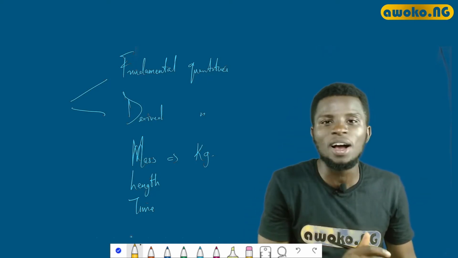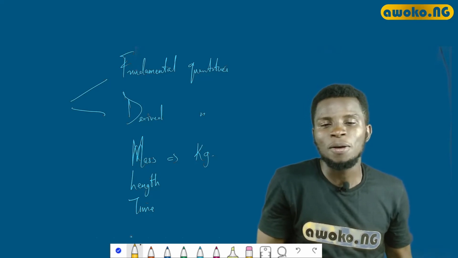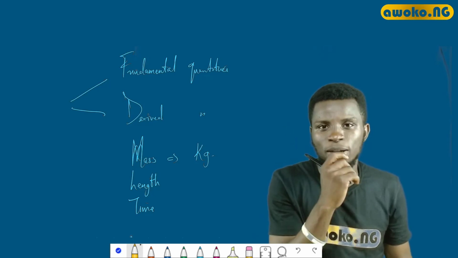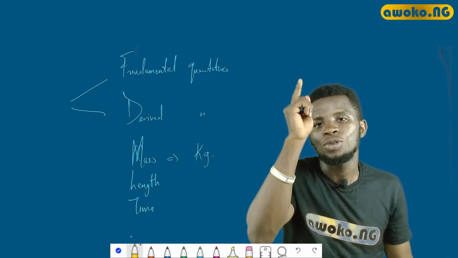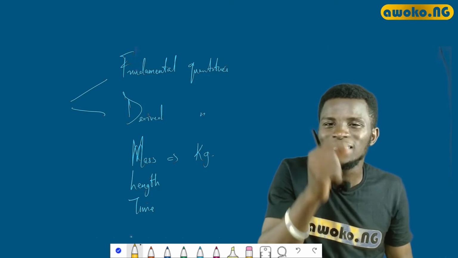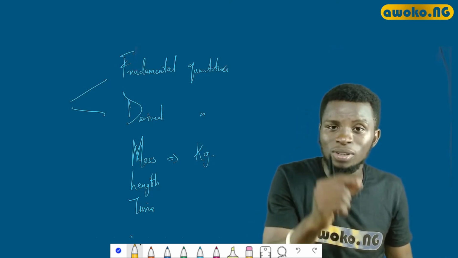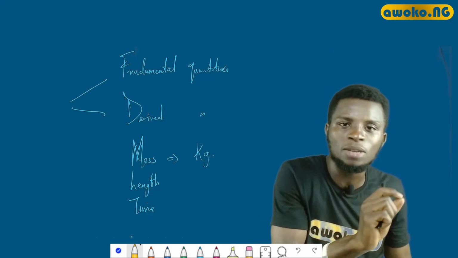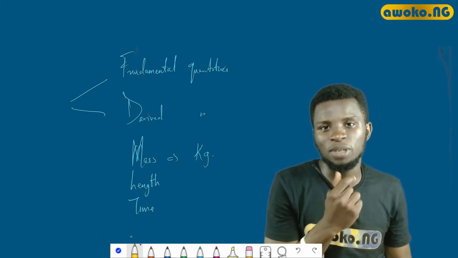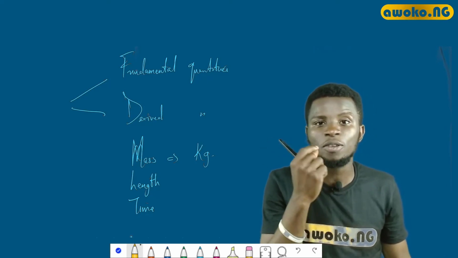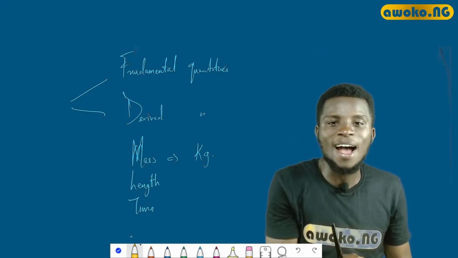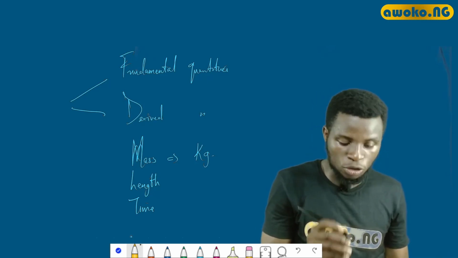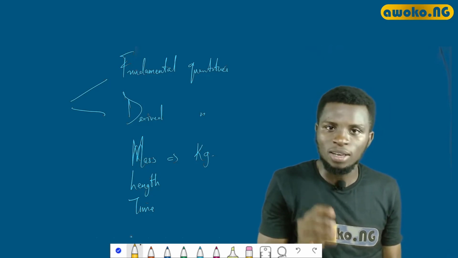So if you're in Nigeria and you pick a particular object and say this object is 10 kilogram, if you go to Australia and measure that same object, it should give you the same quantity, because we have a generally acceptable system of measurement. That system is called the SI system. So the SI unit for mass is the kilogram.